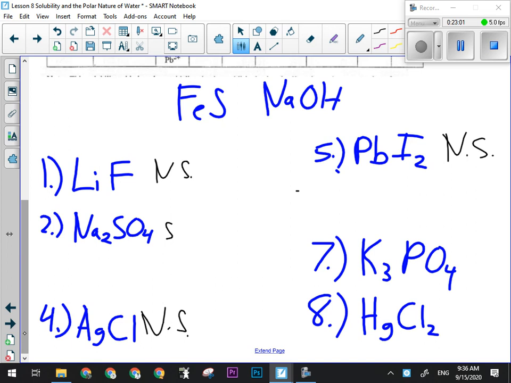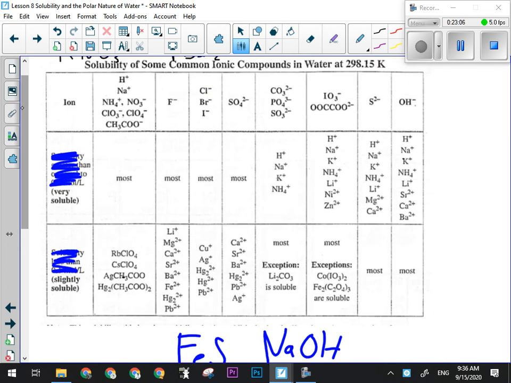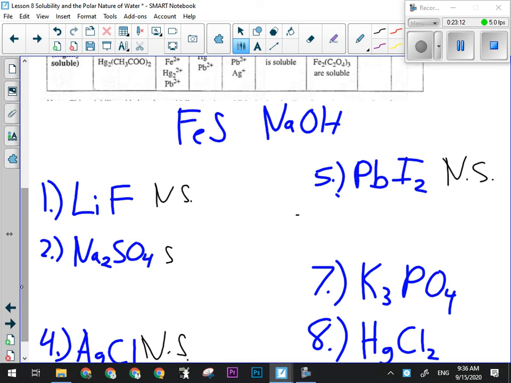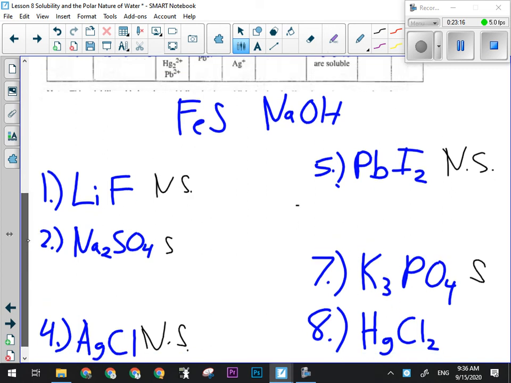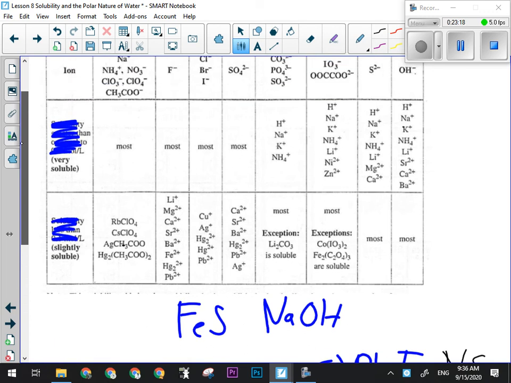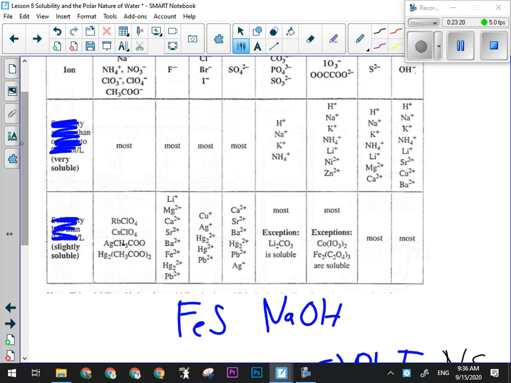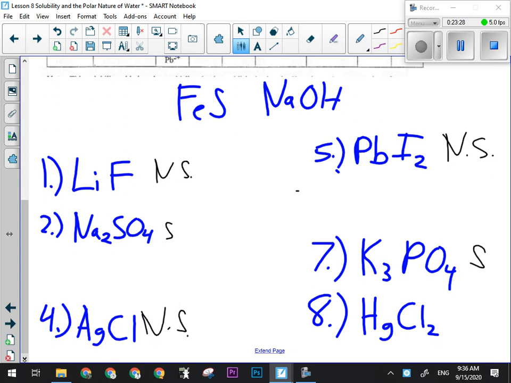Okay. For number 7, we got potassium phosphate. So we're looking at phosphate right here, soluble with potassium, listed right there, so that one is soluble. Okay, and lastly, we've got mercury 2 chloride. So here's chlorine right here. We go down into that row, and we can see that mercury 2 plus is listed right here. So that one is definitely not soluble.